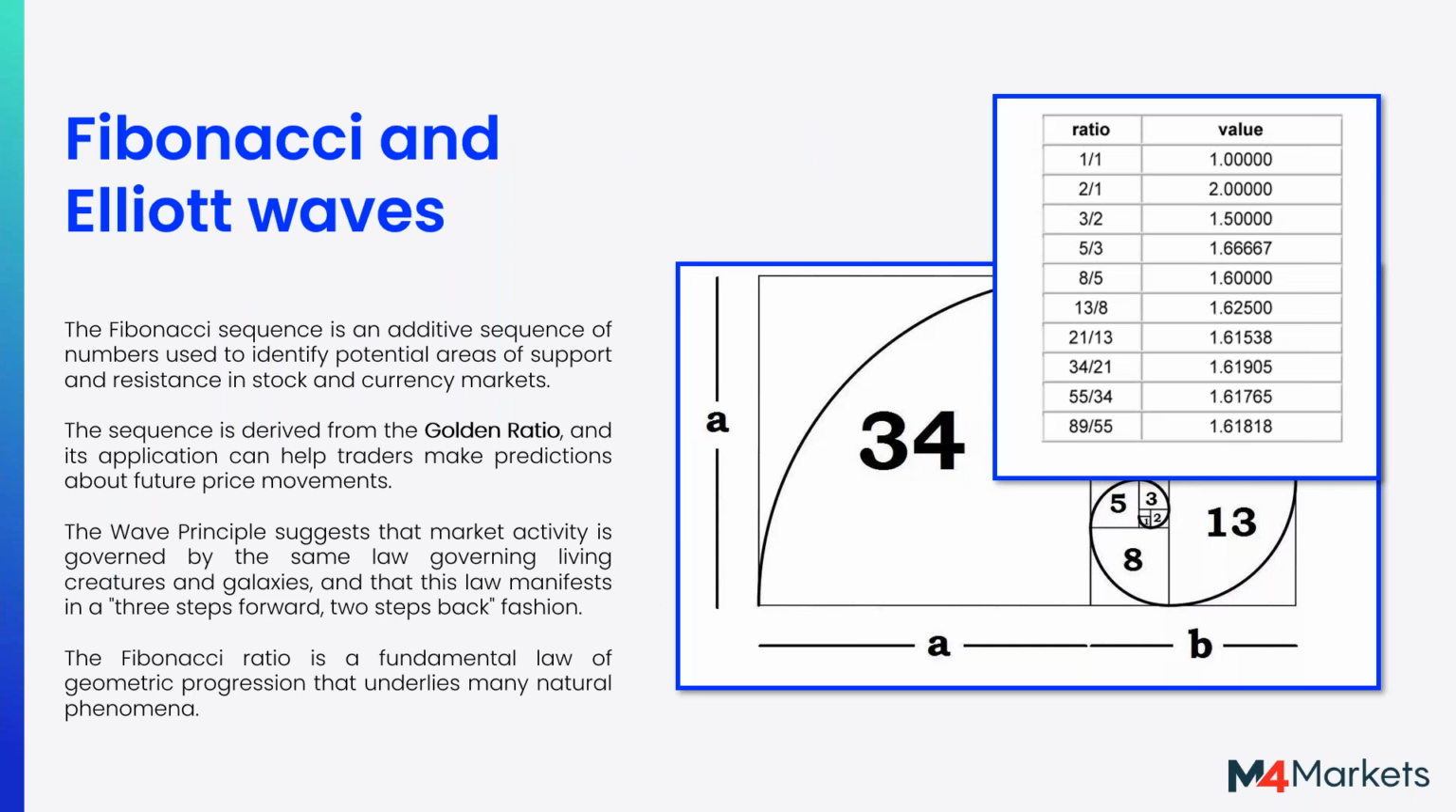Now, bringing the two together, the sequence is an additive sequence of numbers used to identify potential areas of support and resistance in stocks and currency markets and any other market. The sequence is derived from the golden ratio, which we just said what it is, and its application can help traders make predictions about future price movements. The wave principle suggests that market activity is governed by the same law governing living creatures and galaxies, and that this law manifests in a 3 steps forward, 2 steps back fashion, and this is what is important.